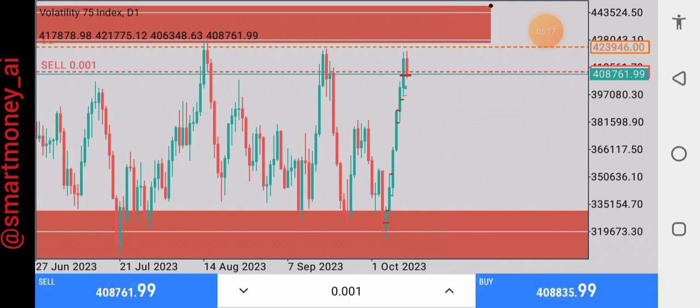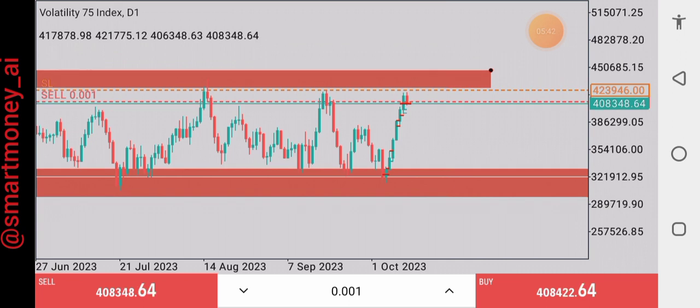As you can see, I'm already holding a sell position which is in profit. I'm riding this guy from that resistance to the downside here. So look at this price action here. For this strategy I'm about to show you, all you need to do, just mark your support and resistance on the daily time frame, right?